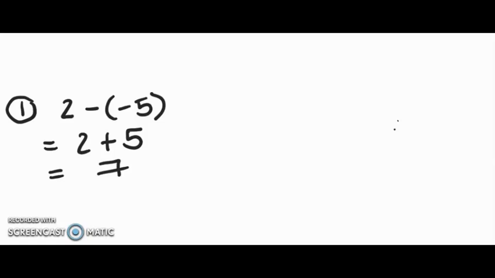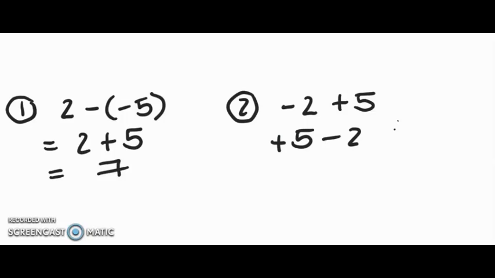Another example question that we can also do is negative 2 plus 5. As you can see, there is a negative integer and a positive integer. We can also write it as plus 5 minus 2, as it's easier for us to calculate it than to add negatively. So 5 minus 2 will give you 3. Negative 2 plus 5 will also give you 3.